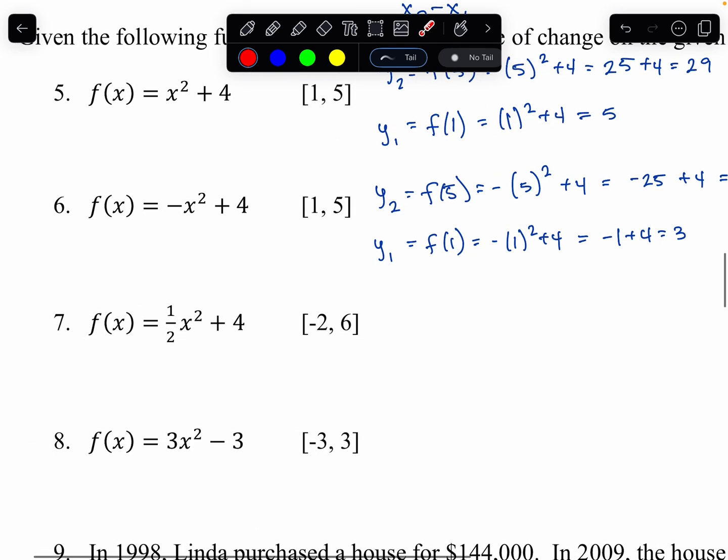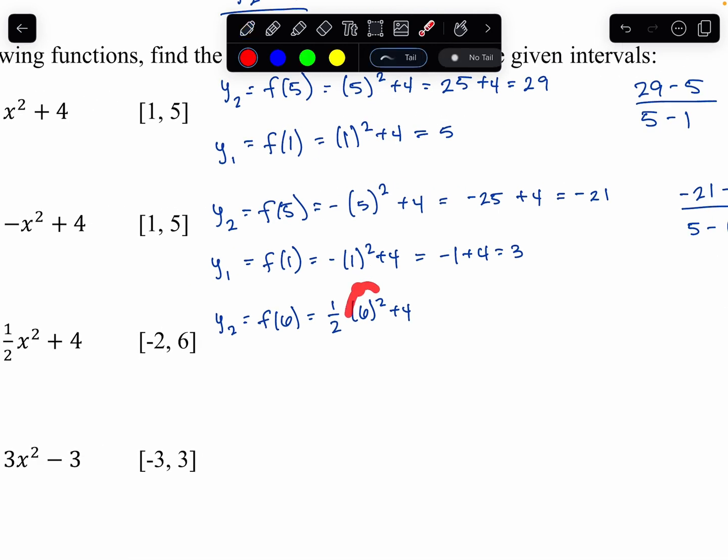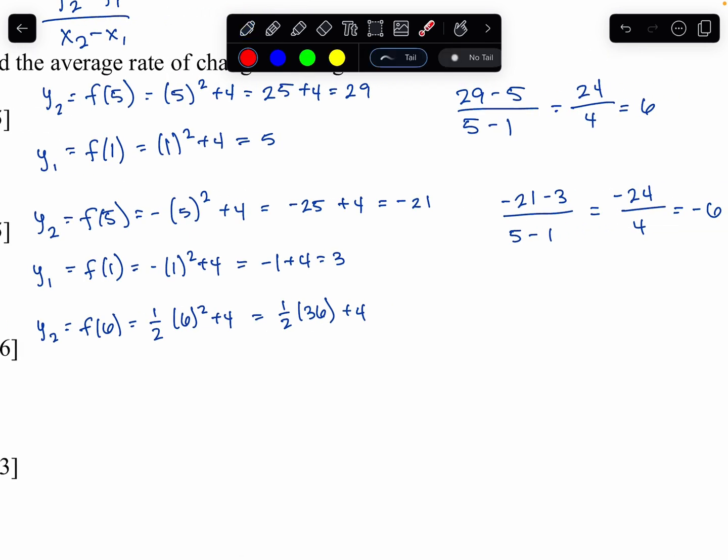I'll help you out with the first part of this one right here as far as the math goes. So we're going to do f of 6 for y sub 2. So y2 is going to be equal to f of 6. And that's going to be equal to 1/2 times 6 squared plus 4. So here you're going to have to square that. So that's 1/2 times 36 plus 4, and then this is half of 36.